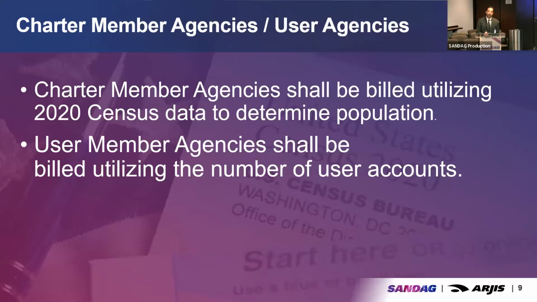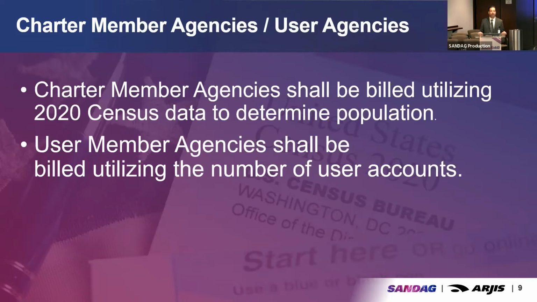So there's a split here. The charter member agencies are going to be billed utilizing the 2020 census data to determine the population of the Argus budget; this is about 60%. The user member agencies that don't have a population that can be easily counted shall be billed utilizing the number of user accounts. We're currently sitting at about 5,400 active user accounts.